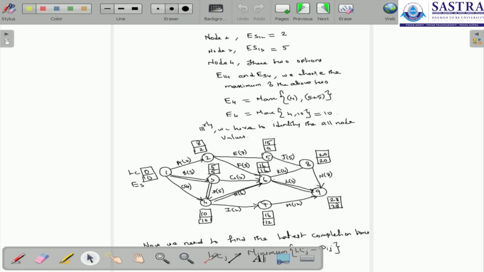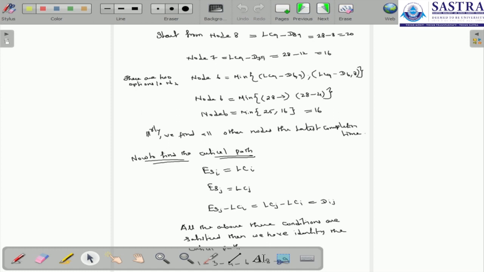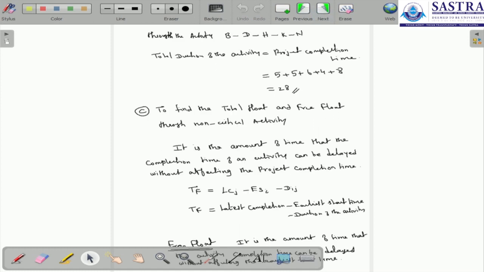So there is 0 and 0, there is 5 and 5, and there is 10 and 10, and there is the 6th node with 15 and 16, and there is the 9th node with 28 and 28. We have to draw a double line here, and we can get the path: 1 to 3, 3 to 4, 4 to 6, and 6 to 9. So we draw the critical path here, through the activities B, D, H, K and N.